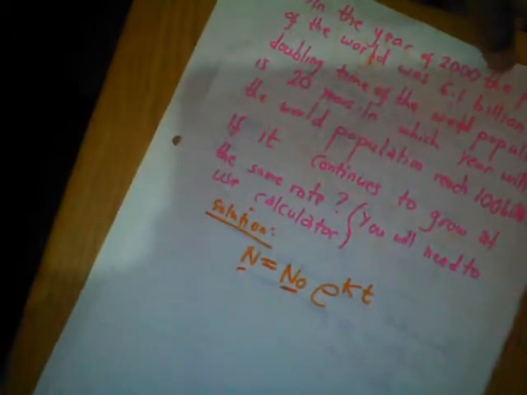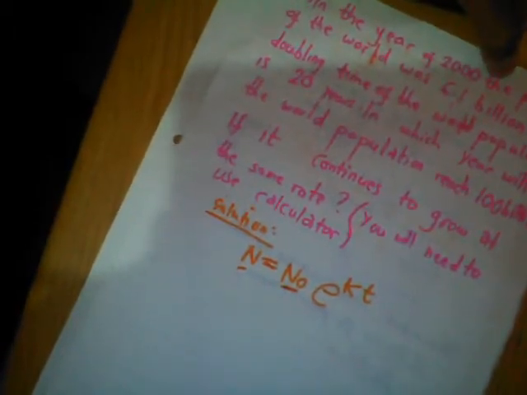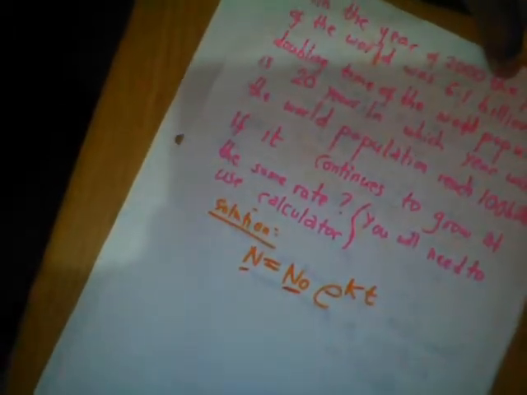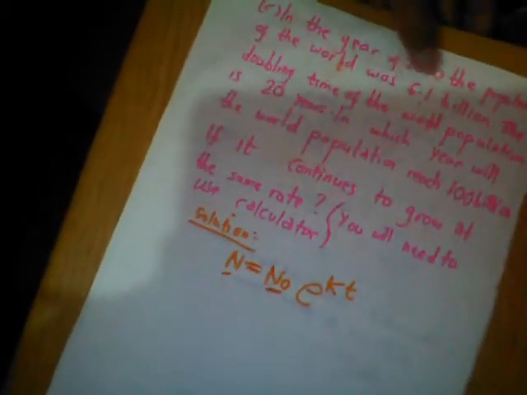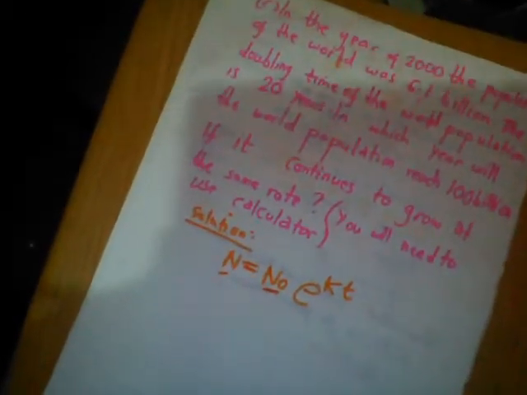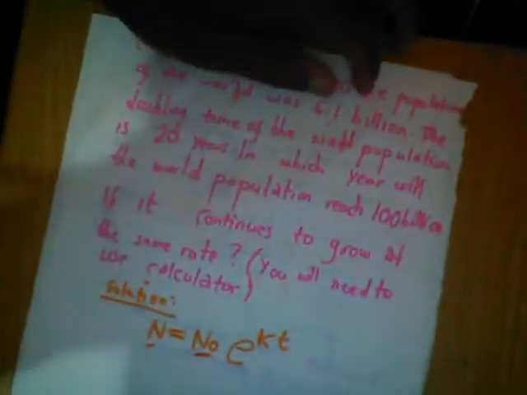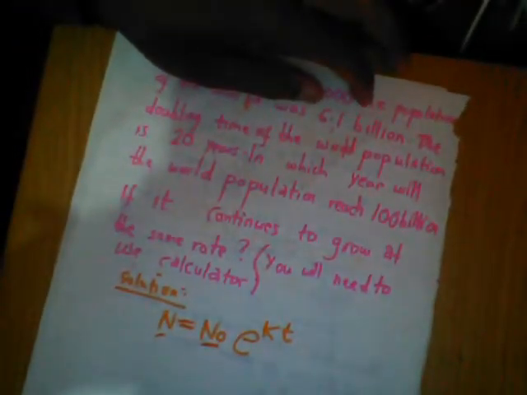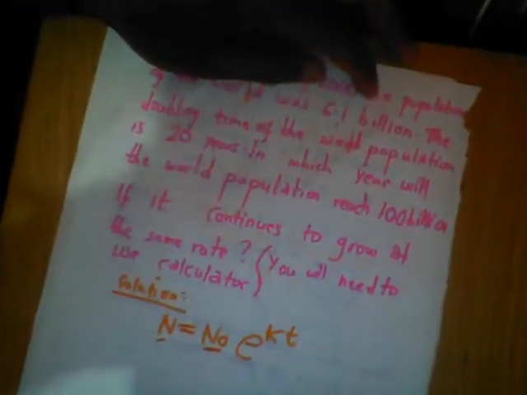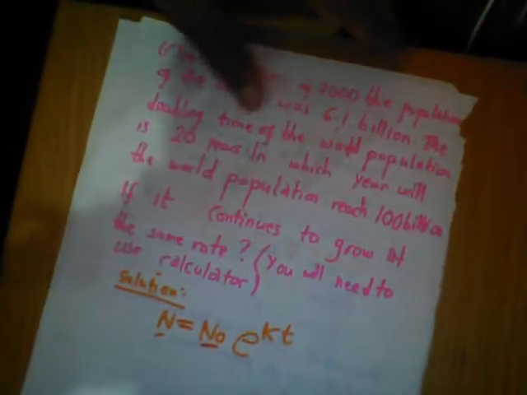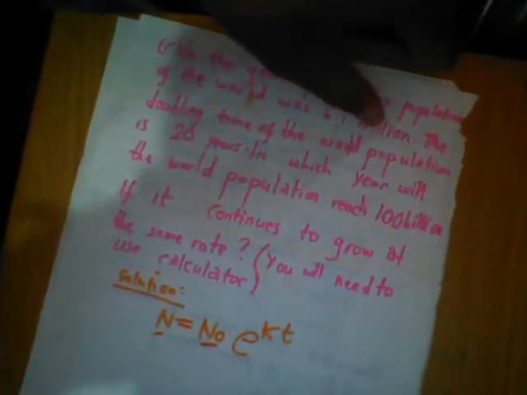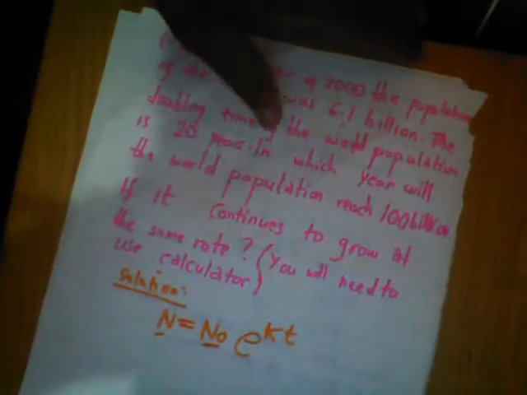In the year 2000, 2000 means initially, now you start. The population of the world was 6.1 billion. Do you think it's initial or final? They say year 2000, which means now you start, and we don't have any time yet. So initial, it was 6.1 billion when you started. You see what I'm saying? And then the doubling time of the population is 20 years.